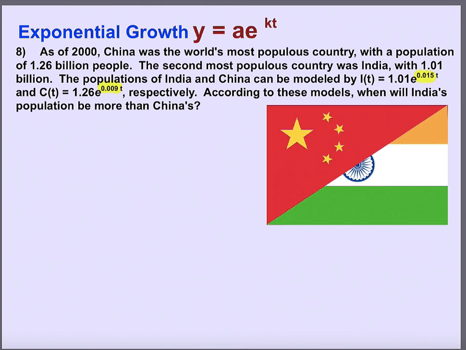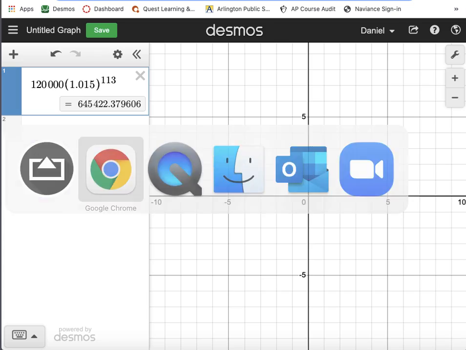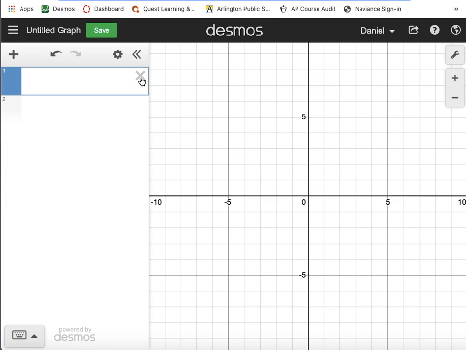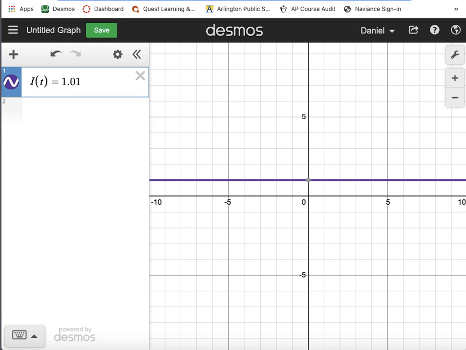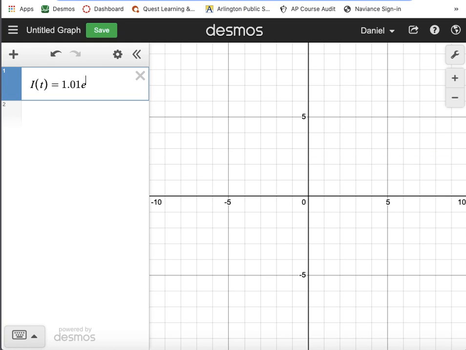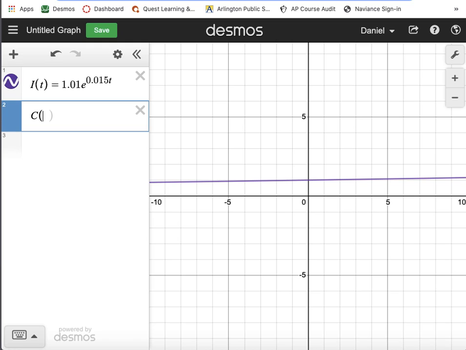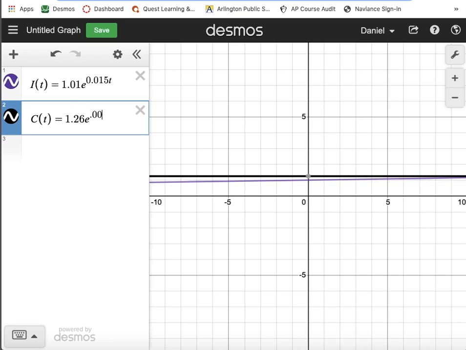Either way, when we solve this one by graphing, our strategy is going to be just to graph the two equations. I of t, and it's not a bad idea to give it a name here. You can use any sort of name you want in Desmos. Very few letters will give Desmos a problem. 0.015 to the t, and c of t is equal to 1.26 e to the 0.009 t.